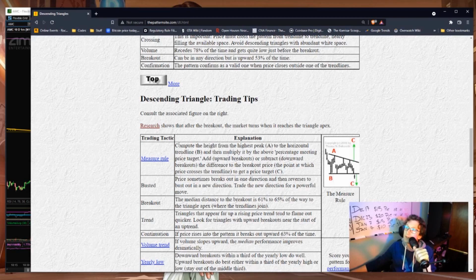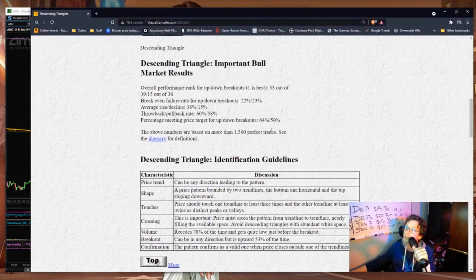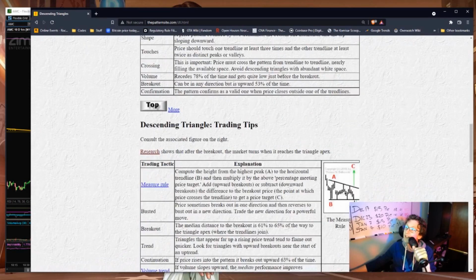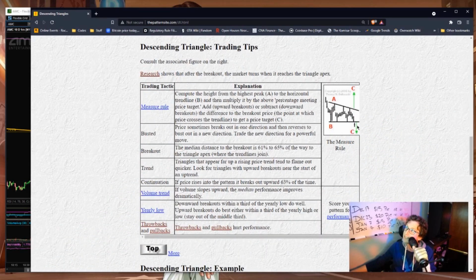And the measure rule is essentially to compute the height between the lowest and the highest price levels within the pattern, multiply it by the percentage meaning price target, which for the downside here is, what was it, 50%. You could take 50% of the height of the pattern, and then you're going to subtract it from the breakout price.